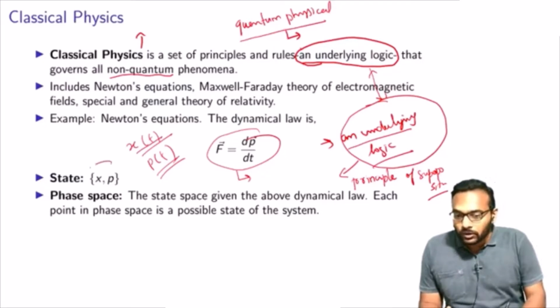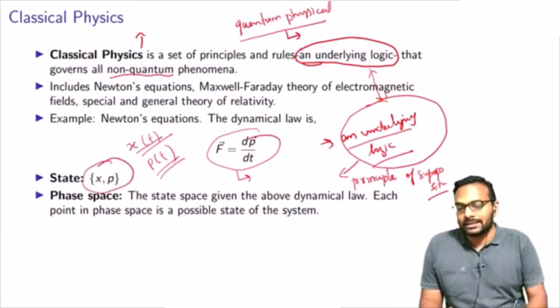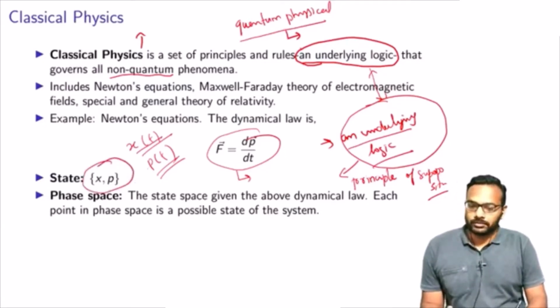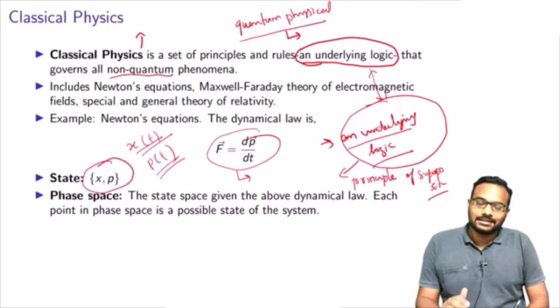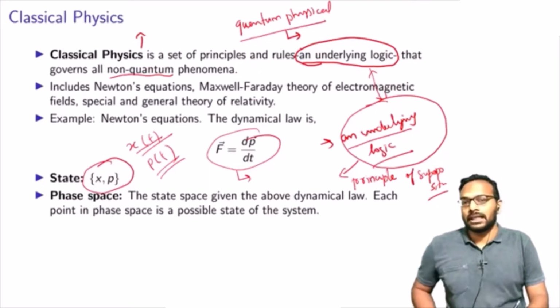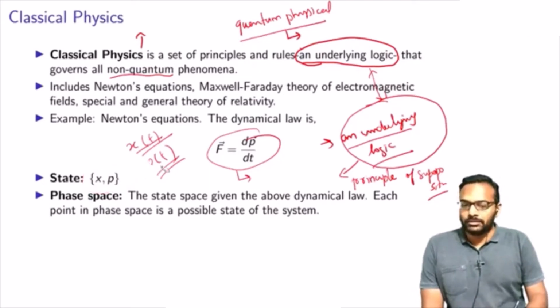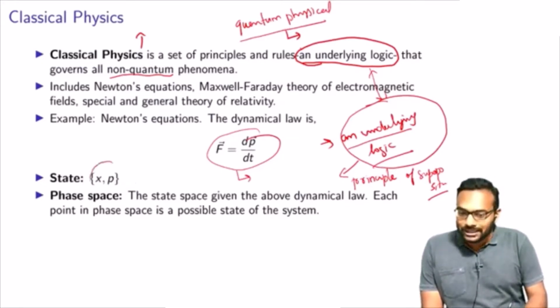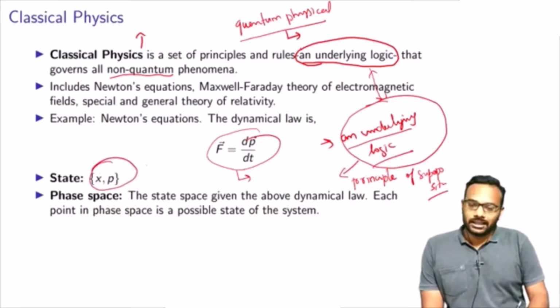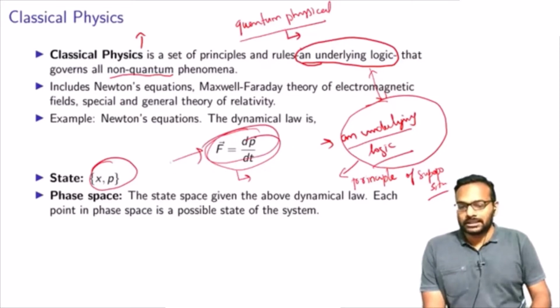So, this is what we call the state. State is a set of position and momentum. The definition of state, at least in the Newtonian framework, is the position and momentum. If you know the position and momentum at any time, you can know the position and momentum at any other time using Newton's equation. In other words, if you know the state of the system at any time, you can know the state of the system at any future time by solving Newton's equation. I hope that's clear. This is what we mean by state.